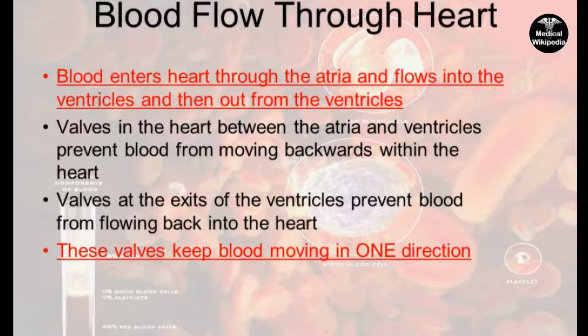Blood flow through the heart. Blood enters the heart through the atria and flows into the ventricles and then out from the ventricles. Valves in the heart between the atria and ventricles prevent blood from moving backwards within the heart. Valves at the exits of the ventricles prevent blood from flowing back into the heart. These valves keep blood moving in one direction.